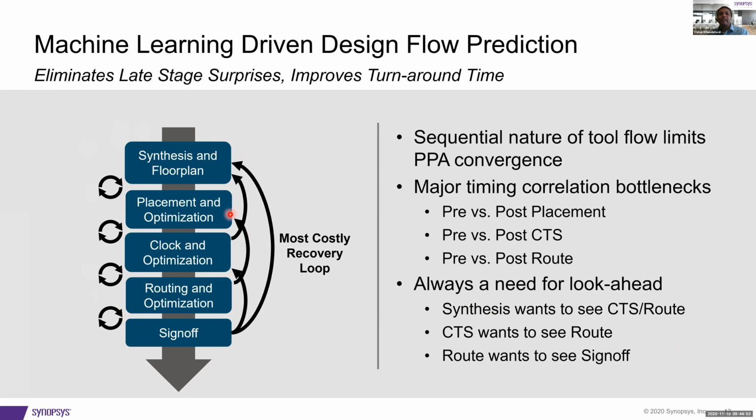And the worst case scenario is, you go all the way to signoff and you realize your design is busted. And you really need to loop all the way back, tweak your RTL or tweak your floorplan and spin all over it again, right? So a lot of opportunity here. Every component wants to know what is going to happen later. So all of this translates to a lot of opportunity for ML-based prediction.